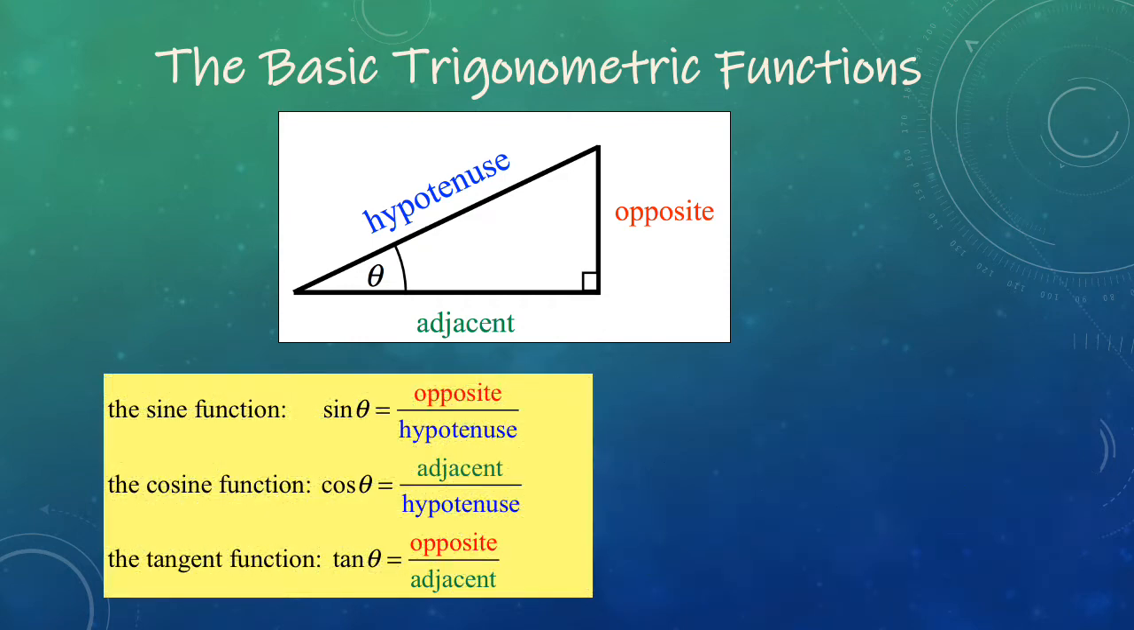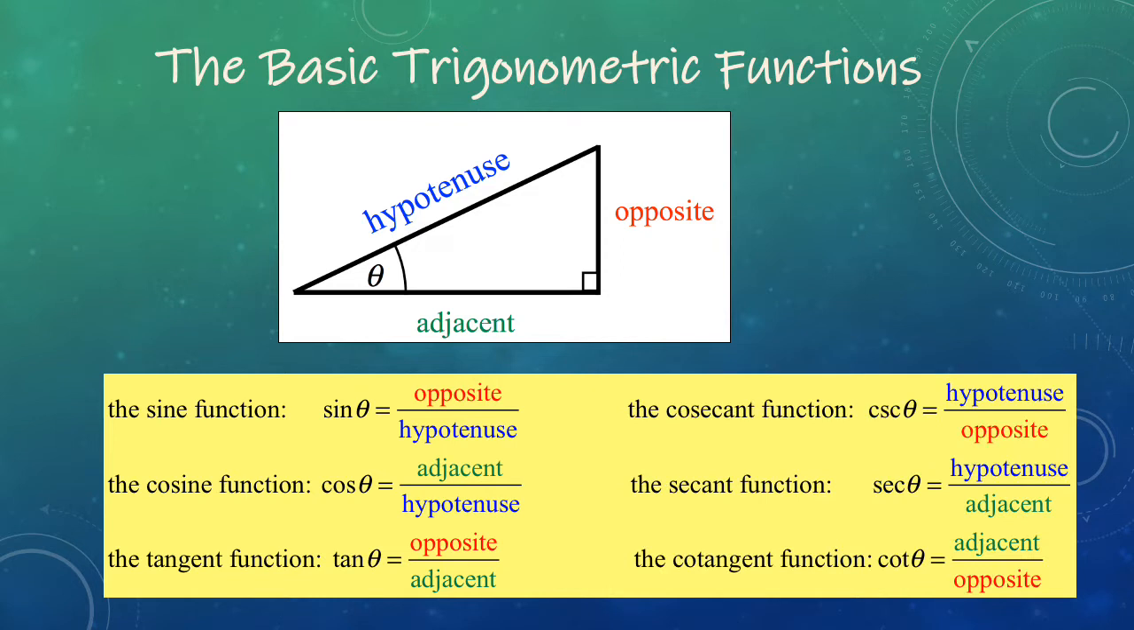We now look at three trig functions, which will be a ratio of sides. So we start with sine theta, abbreviated SIN, and that will be the ratio of the opposite side to the hypotenuse. The cosine function, which is abbreviated COS, is the adjacent over the hypotenuse, and the tangent function, abbreviated TAN, is the opposite over the adjacent.